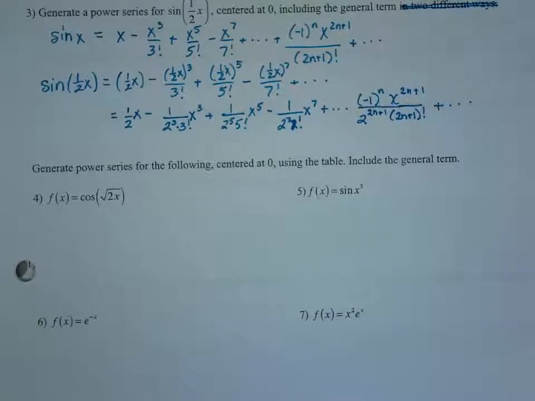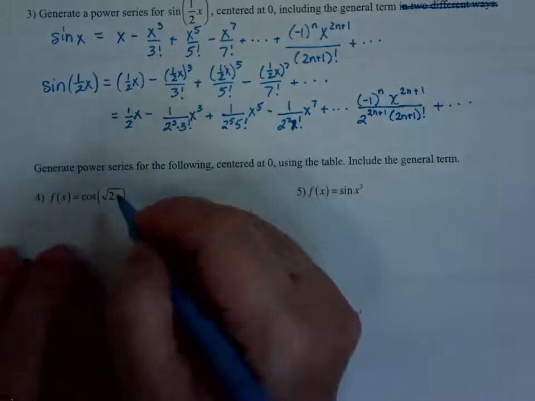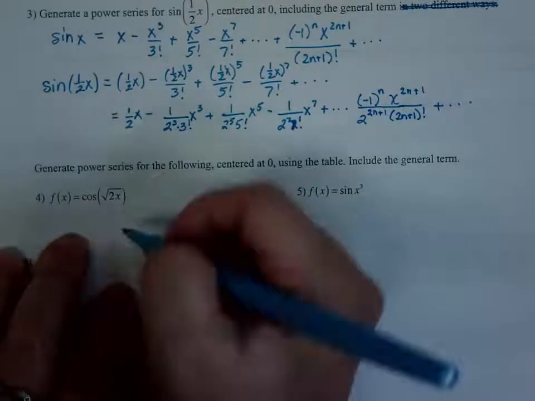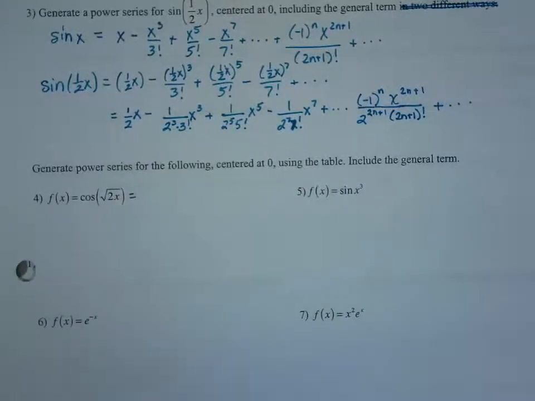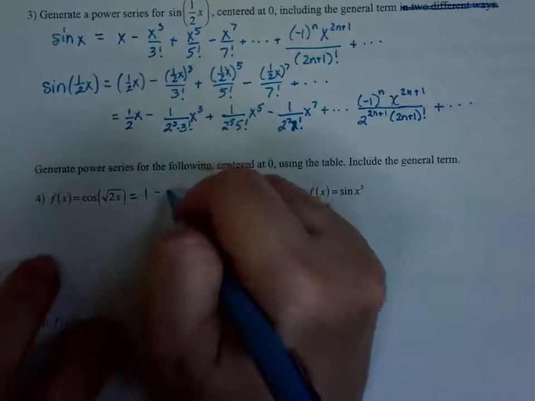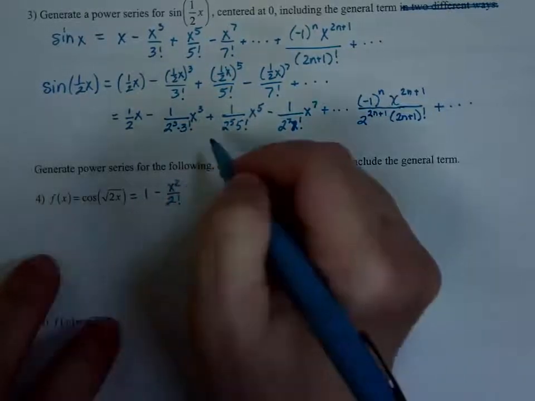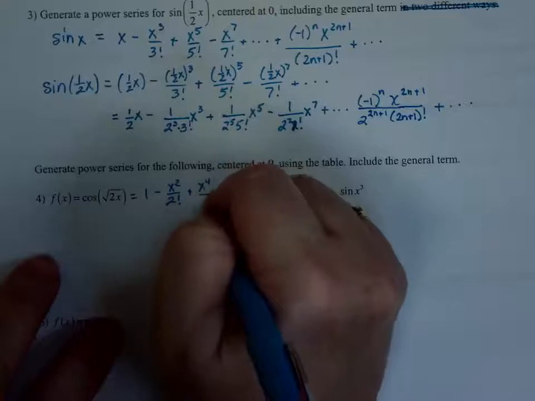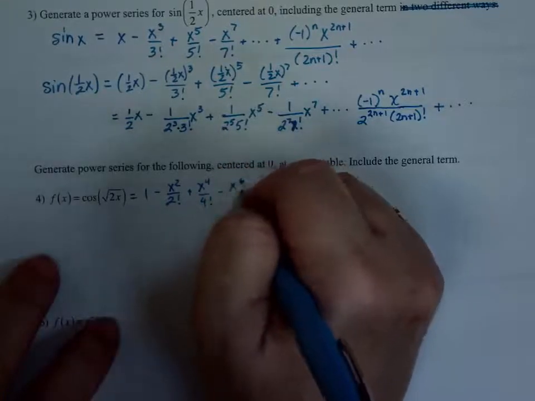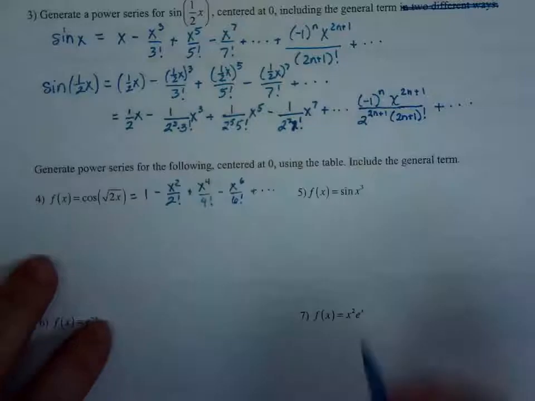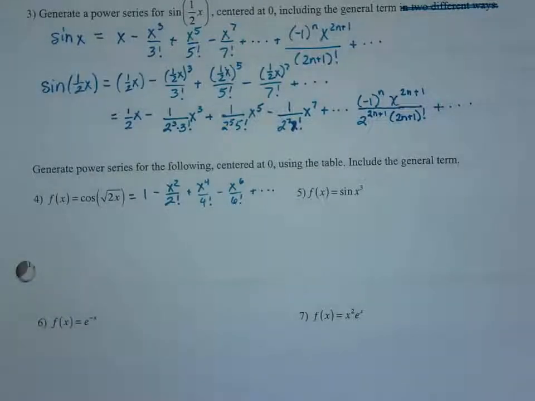Okay, let's jump down and do another one. Move that out of the way. Let's do number 4. This one says cosine. So take your chart and copy the cosine one down. I don't remember what it is, I have to look. So it's going to be 1 minus x squared over 2 factorial plus x to the 4th over 4 factorial minus x to the 6th over 6 factorial plus dot dot dot. I'm out of room, and I really don't need the nth term.